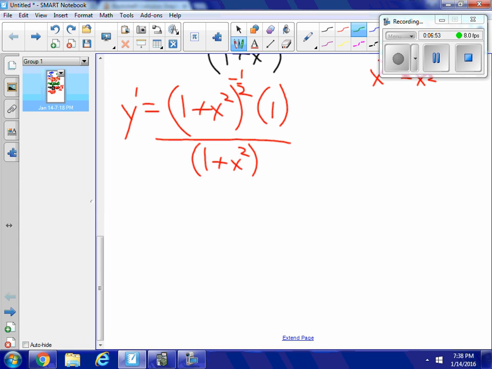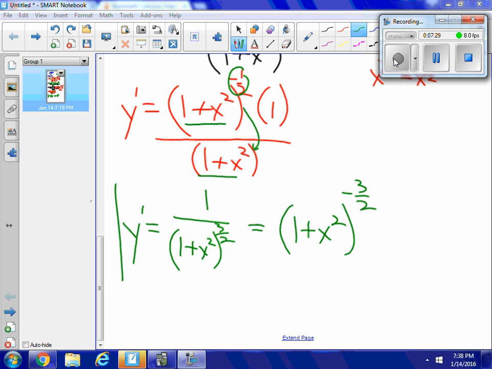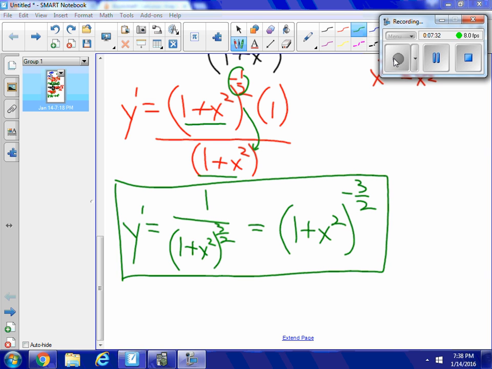So what I'm going to do now, since I have the same base, I'm just going to make this y prime equal to, well, I can do one thing, I can go 1 over 1 plus x squared to the 3/2, again moving this exponent here down to the bottom. Or I could say it's the same thing as 1 plus x squared to the negative 3/2. And that's my answer.